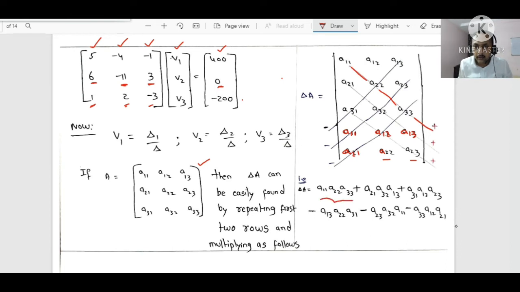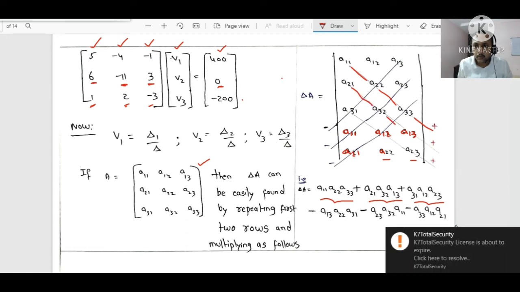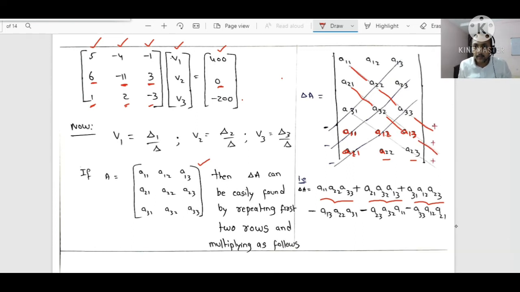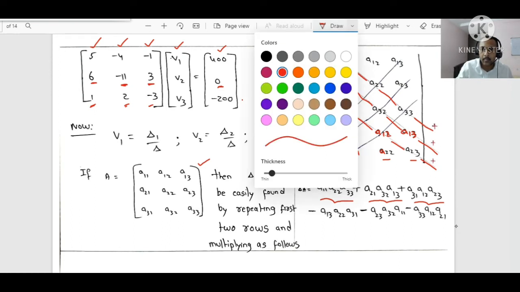Also you multiply and add that value, like this 3 terms you get. First, this side, from left to right multiplication, you add all those elements. The second is A21, A32, A13. You multiply these 3. The third set is A31, A12, A23. Very simple.